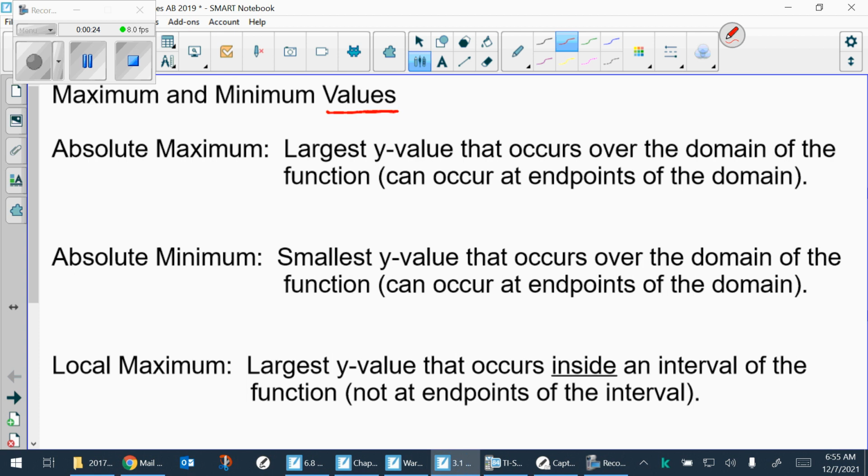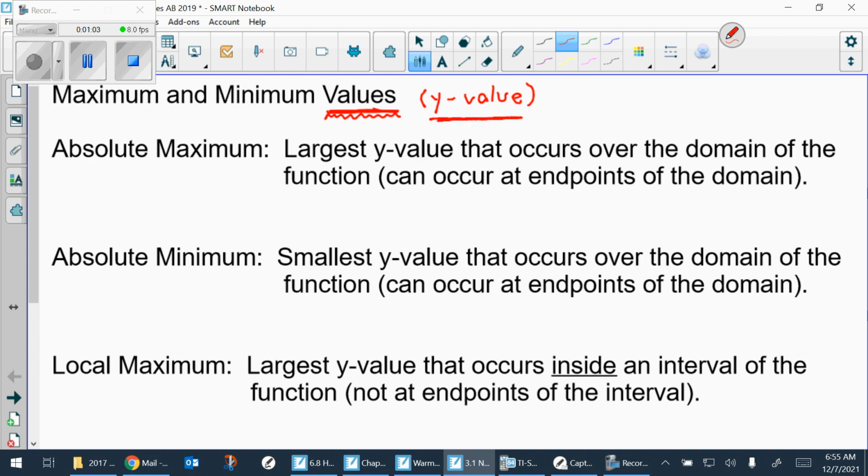Whenever we're asked to find values, the value of a function or the absolute maximum, minimum values, keep in mind that these are y values. So these questions will be asked of you in different ways. They might ask you for the maximum value. They might ask you for the x value at which the maximum occurs. So make sure you know what you are being asked for. Anytime you are asked for a maximum value, remember that is referring to a y value. Okay?